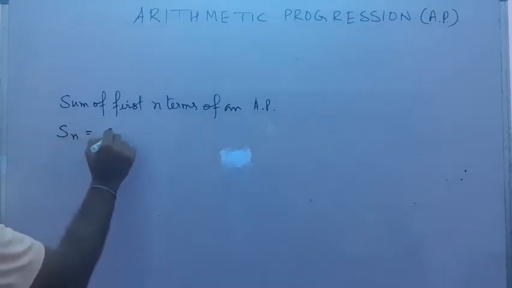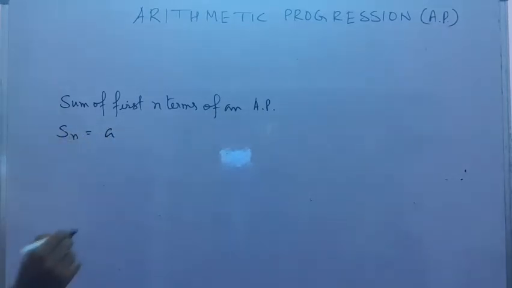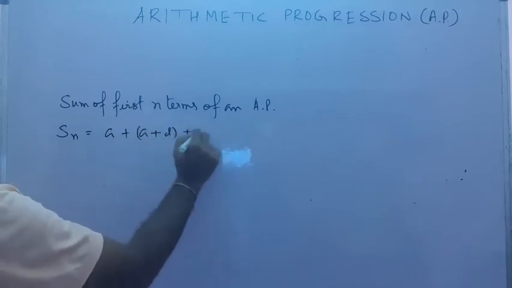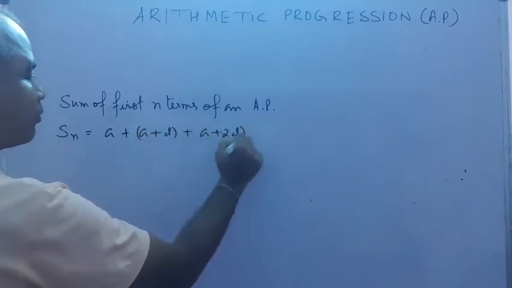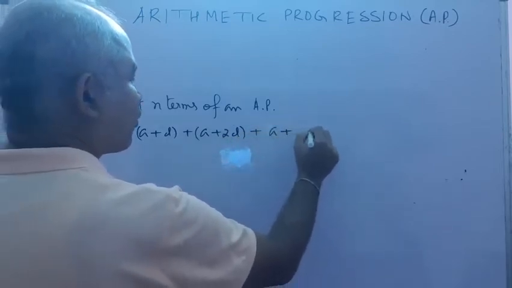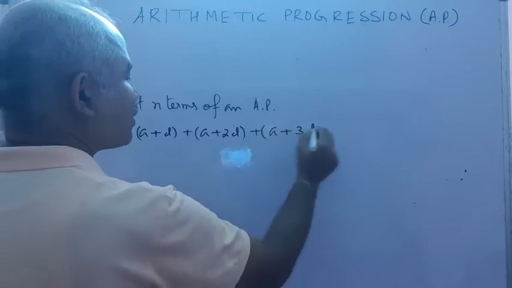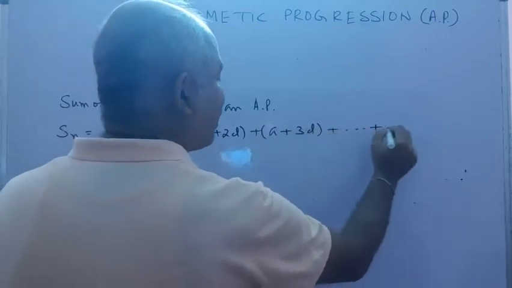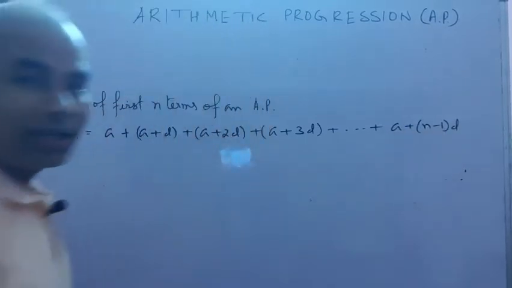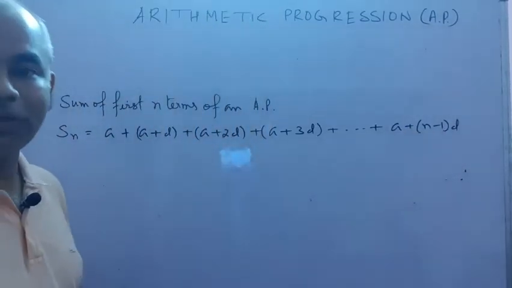Actually you have to add the first term, which we already know is a, plus the second term, a plus d, plus the third term, a plus 2d, plus the fourth term, a plus 3d. The coefficient of d is 1 less than the position. In this way up to the nth term, that means up to a plus (n minus 1)d.